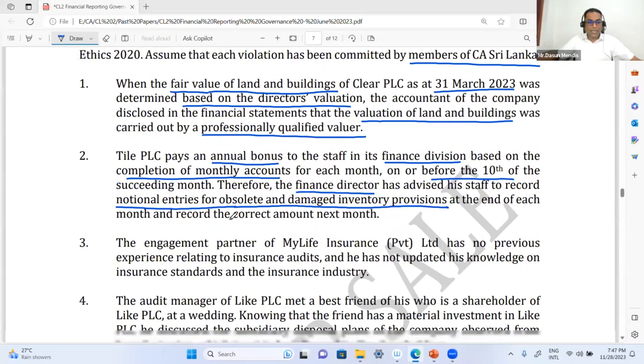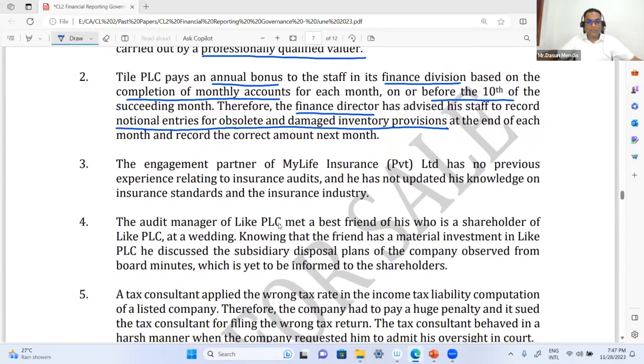Third scenario is the engagement partner of My Life Insurance Private Limited. You are the engagement partner of this company. My Life Insurance Private Limited is your client. You are the audit partner and have no previous experience relating to insurance. So insurance is a specialized sector, right? Now you are acting as the audit partner of an insurance company where you don't have any previous experience in the insurance industry.